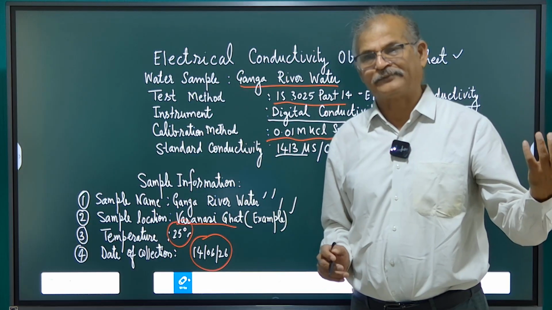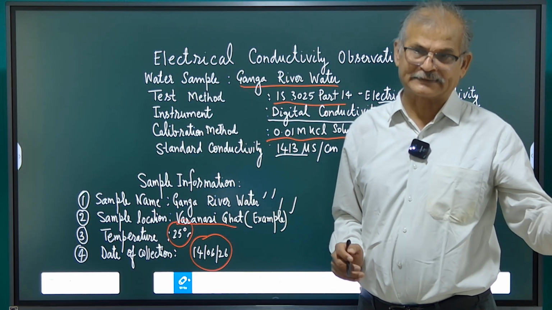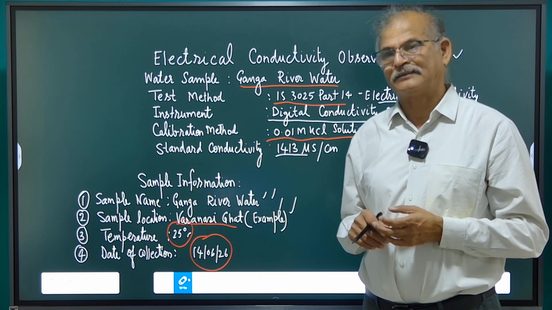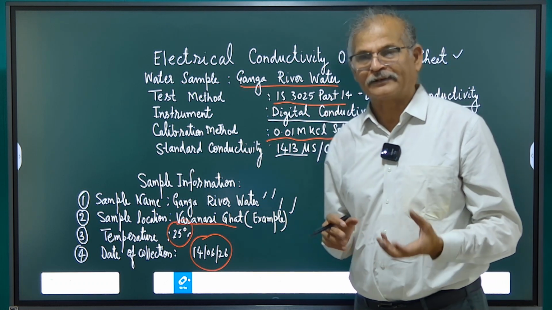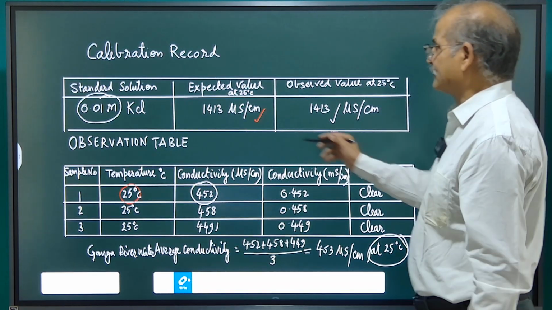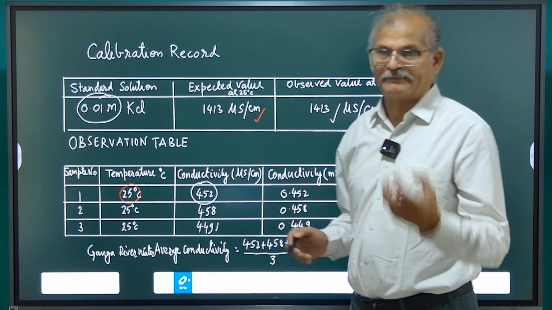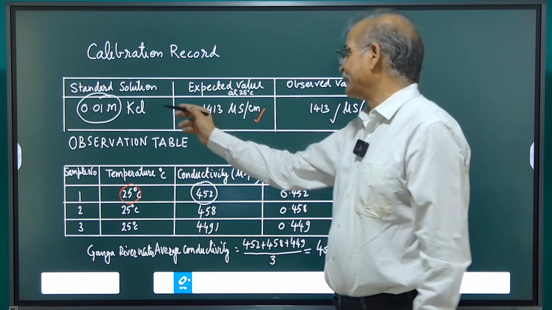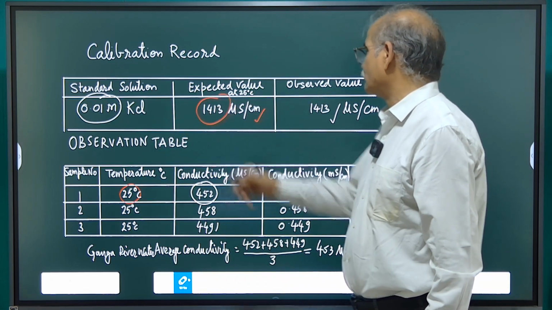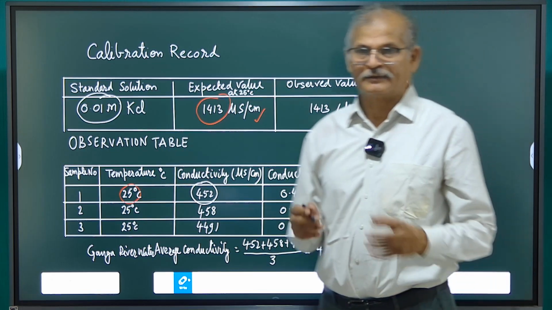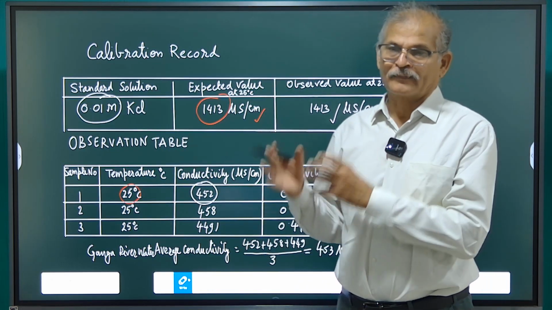Or if we are testing in the field with the equipment, we should test at the field. Then we should record the ambient temperature as well as the temperature of the water for applying the corrections. Then first we calibrated our equipment with the standard solution of 0.01 molarity KCl, and it has given 1413. Hence our equipment is in good condition, ready for the test.